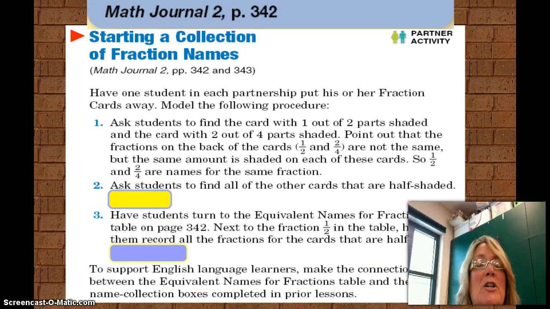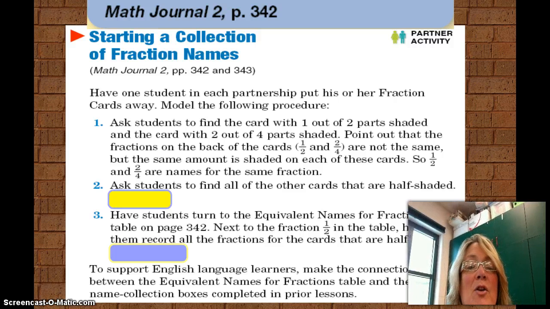Eventually, you're going to start a collection of fraction names, and you're going to find the card with 1 out of 2 parts shaded and the cards with 2 out of 4 parts shaded. And I want you to notice on the back of the cards that a half and 2/4 are not the same card, but the same amount is shaded on each of those cards. So a half and 2/4 are names for the same fraction. I need for you to find all the other cards that are half shaded.